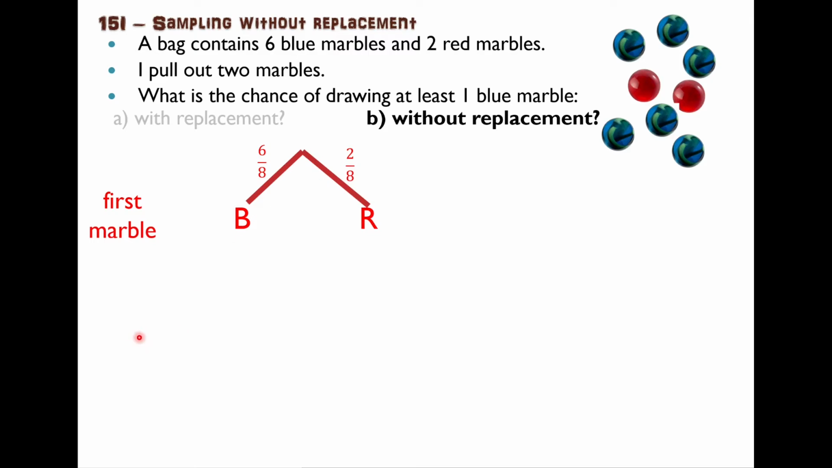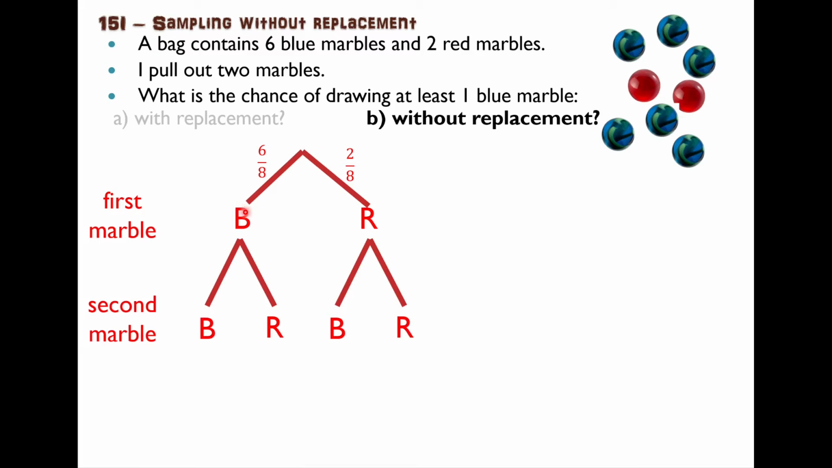What about the second step, or the second experiment? In this one, suppose for the second marble, if I draw a blue first, the second marble could still be blue or red. And if I draw a red first, the second marble could still be blue or red.